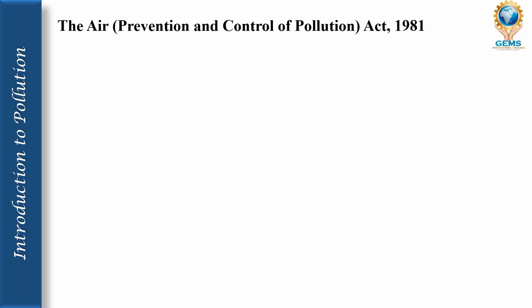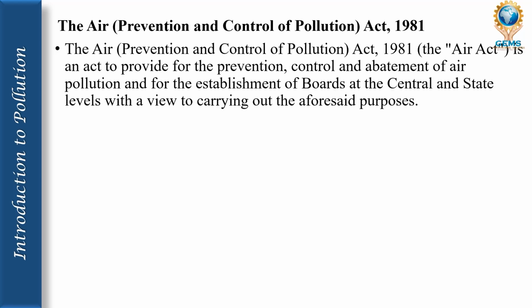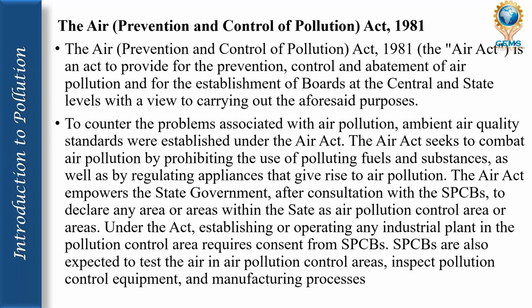Next one is the Air Prevention and Control of Pollution Act 1981. The Air Act is an act to provide for the prevention, control and abatement of air pollution and for establishment of boards at the central and state levels with a view to carry out the aforesaid purposes. To counter the problem associated with air pollution, ambient air quality standards were established under the Air Act. Basically, this act is introduced in order to prevent and control pollution.